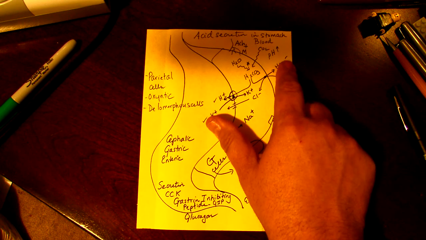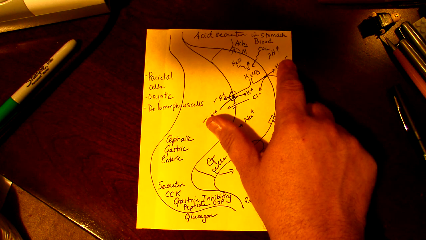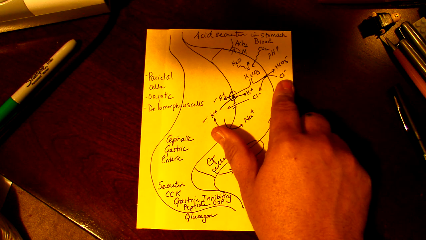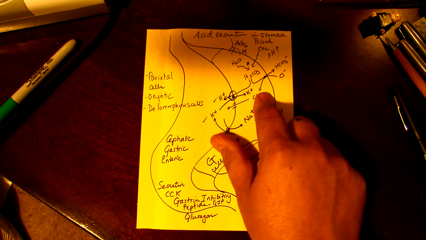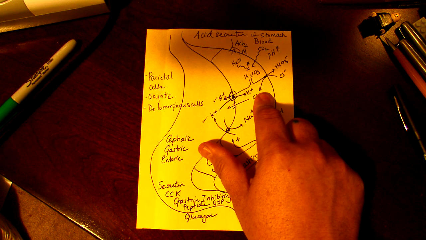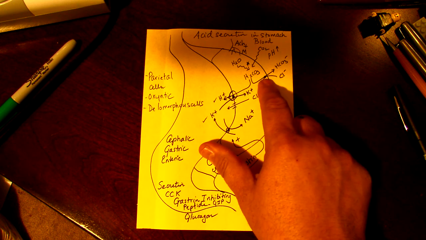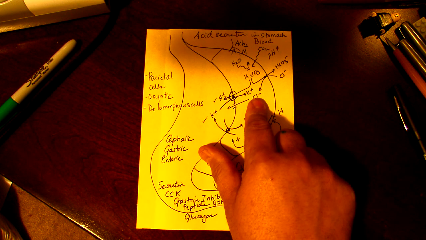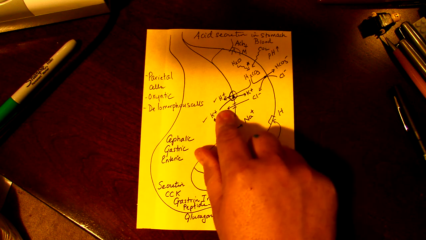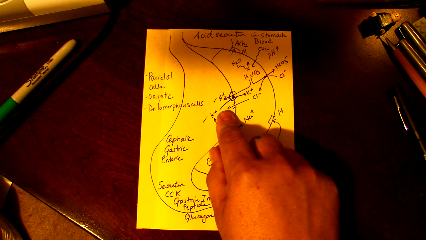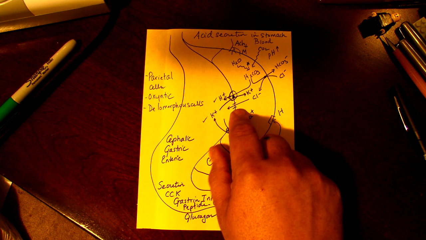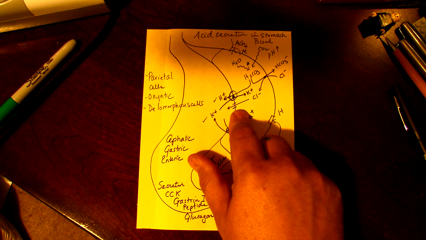and bicarbonate, which will leave the cell in exchange for chloride, which will enter the parietal cell using an antiport system. The chloride is allowed to leave the cell from the luminal side using a chloride anionic channel.